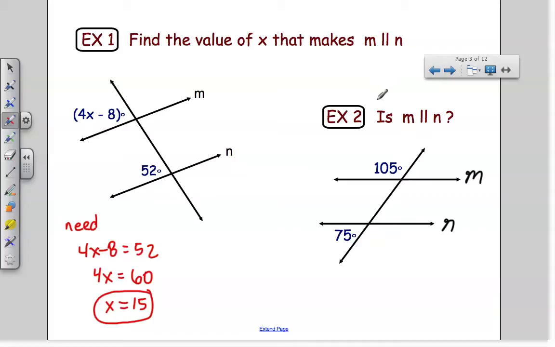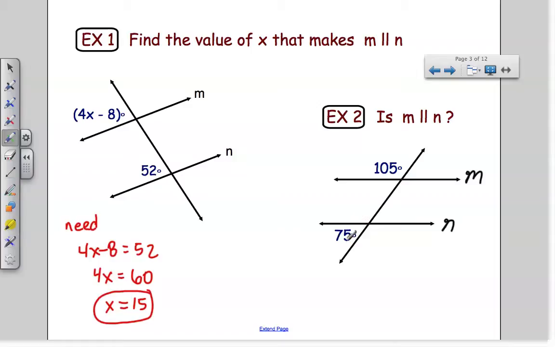Let's see here. Example 2: is m parallel to n? Are these two lines parallel? Taking a look at what I'm given, a 75-degree angle here, a 105-degree angle here. Now, I don't know whether they're parallel, but if I can show that corresponding angles are congruent, then those lines have to be parallel. Well, think about what you know about any group of 4 angles when two lines cross. These two are a linear pair, right? No matter what the case is with lines m and n, these two have to add to 180 because they're next to each other on a line.